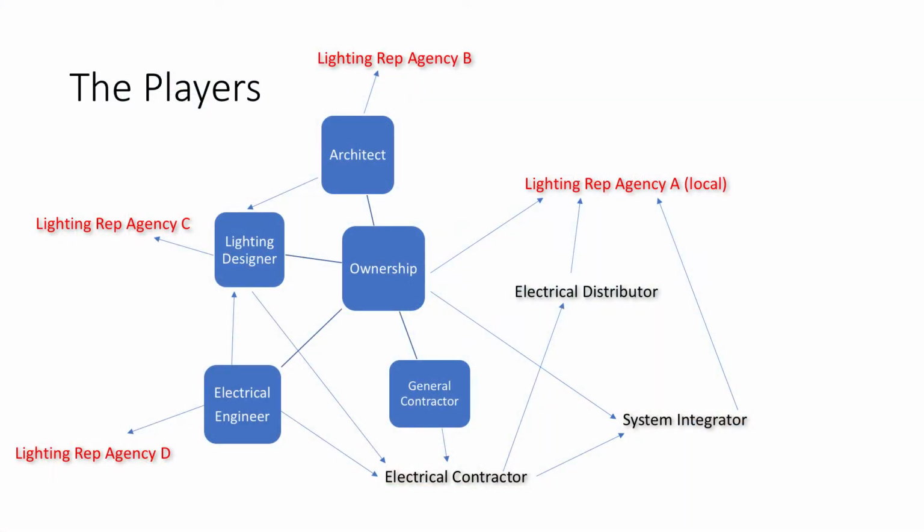And of course, they talk to the ownership as well. But depending on how complex the design is and how complex the project is, sometimes you might end up with a lot of lighting reps involved. This can be the local lighting rep who knows the local electrical distributor and the ownership. But then architects might be in another city working with lighting rep agency B. And the lighting designer might be in a third city working with a different lighting agency. And still the electrical engineer might be in a different city.